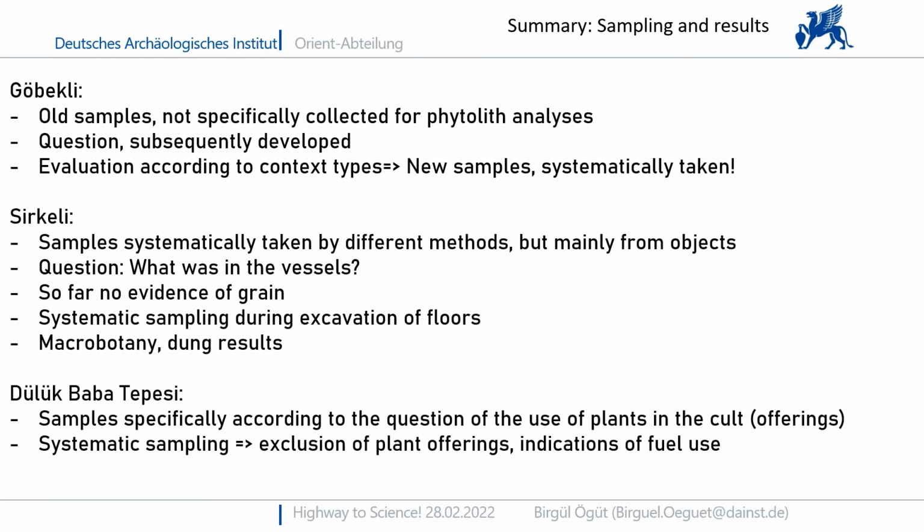At Sirke, the samples were systematically taken by different methods, but mainly from objects. The initial question was, what was stored in the vessels? So far, there is no evidence of grains in the vessels. For the future, we need systematic sampling during excavation of floors, and we have to evaluate the results in the light of macrobotany and dung results. At Tepe, samples were collected specifically according to the question of the use of plants in the cult in respect of offerings. The results could exclude plant, or better, grain offerings and indicate the use of wood for fuel.